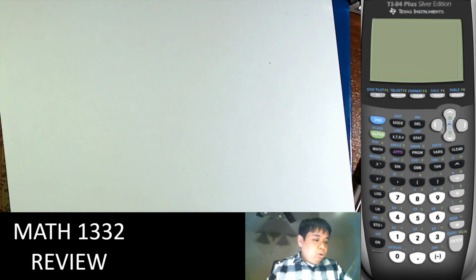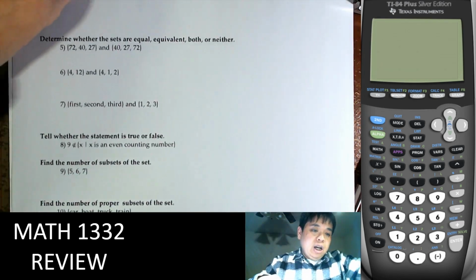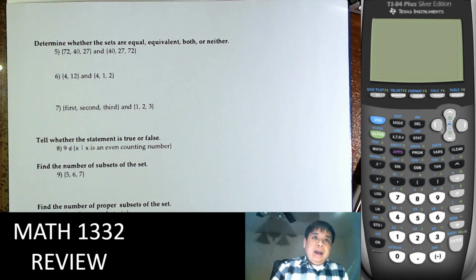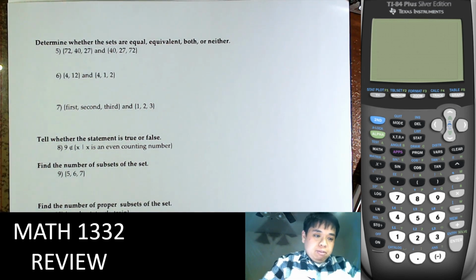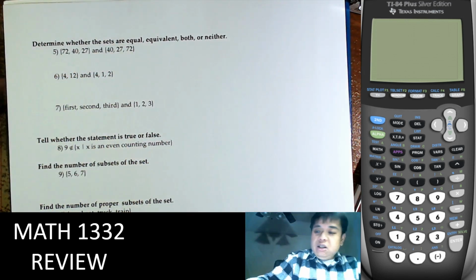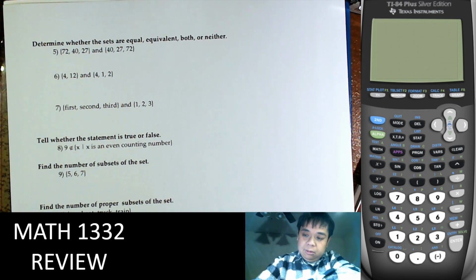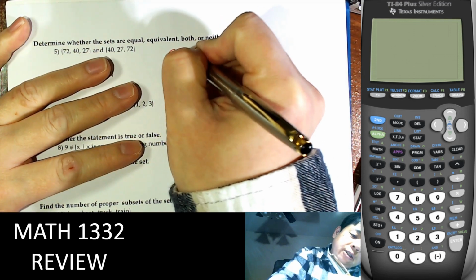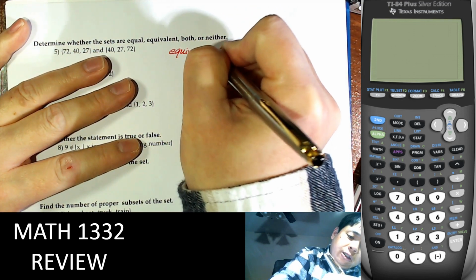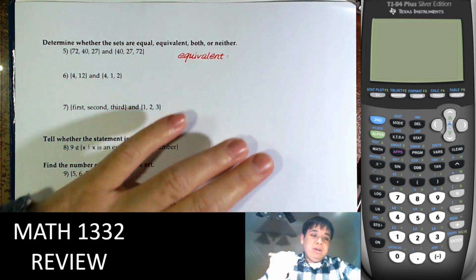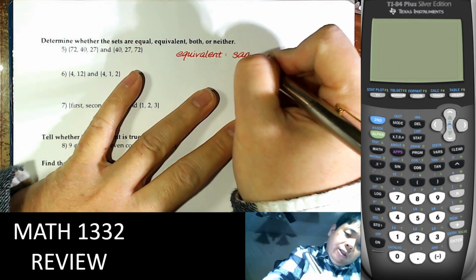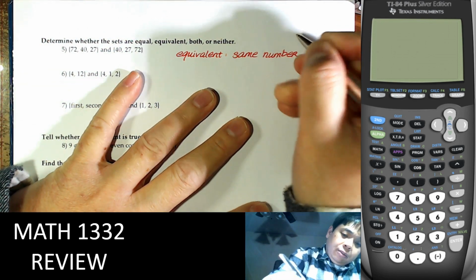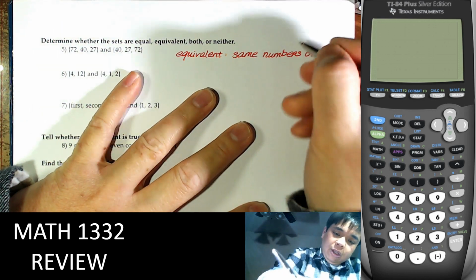Right. Next I'm going to do 5, 6, and 7 kind of together. So this is the concept of equal, equivalent, or both, or neither. By the way, let me just define a few terms here. So equal or equivalent first. Two sets are equivalent if they have the same number of members in the set.